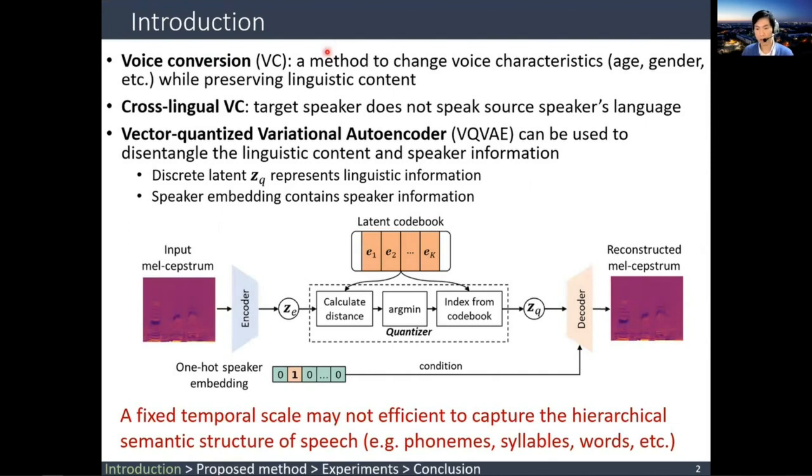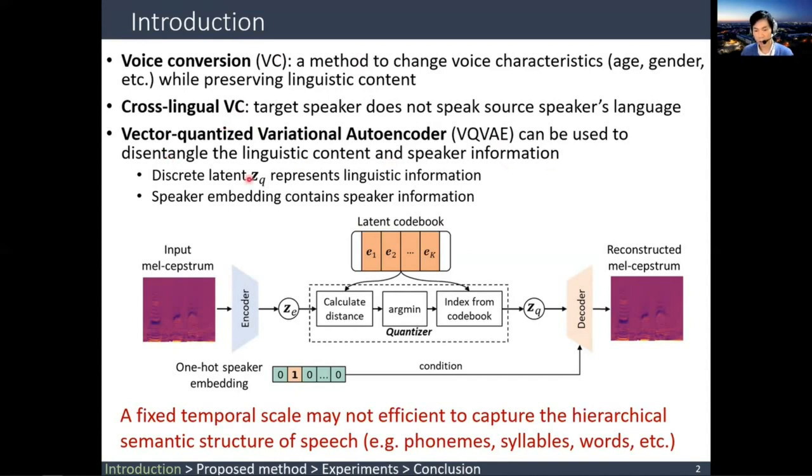Voice conversion is a method to change the voice characteristics, for example age or gender, while preserving the linguistic content. Cross-lingual voice conversion is the special case where the target speaker does not speak the source speaker's language. Vector quantized variational autoencoder is a model that can be used for cross-lingual voice conversion, and it can disentangle the linguistic content and the speaker information.